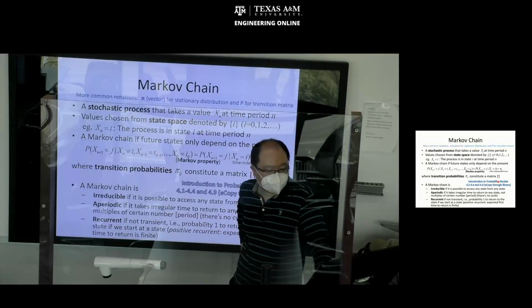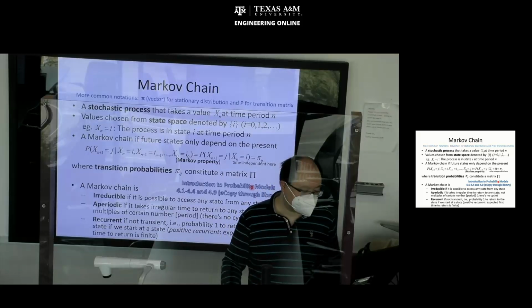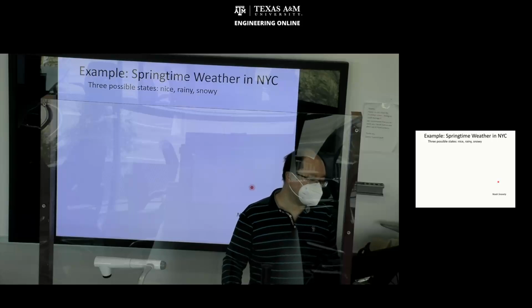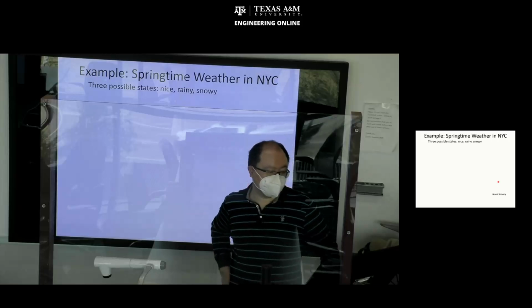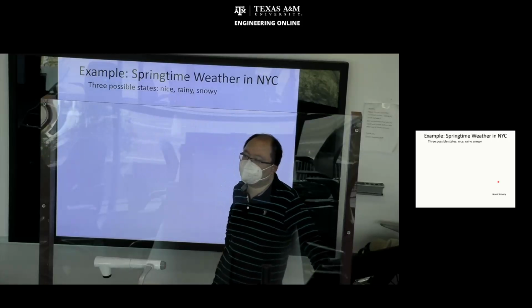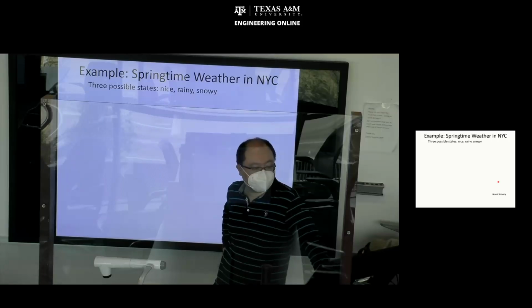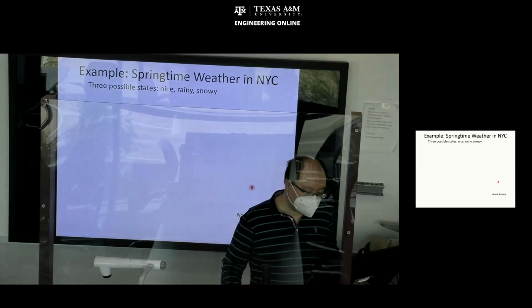Okay, so we are all familiar with the Markov chain. I think most of you are, so I'm just going to say it very quickly. Let's say this is one example. This is the springtime weather in New York City. This is a stochastic process because you have a random variable taking 3 possible values, nice, rainy, snowy, on every day. So, right, every day is a time point.